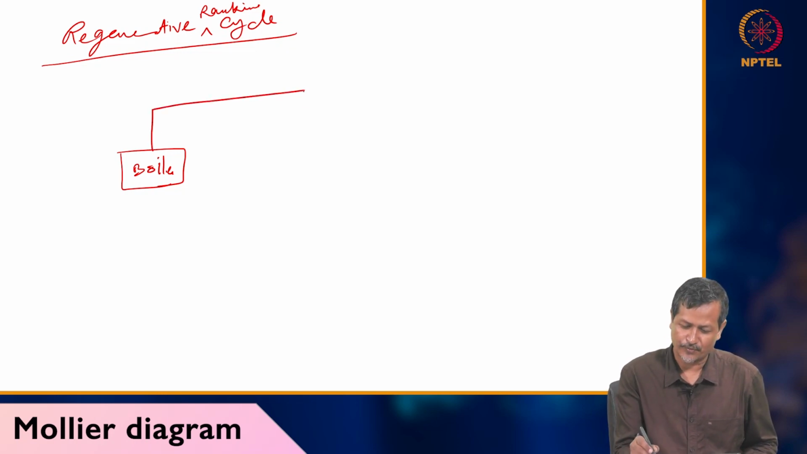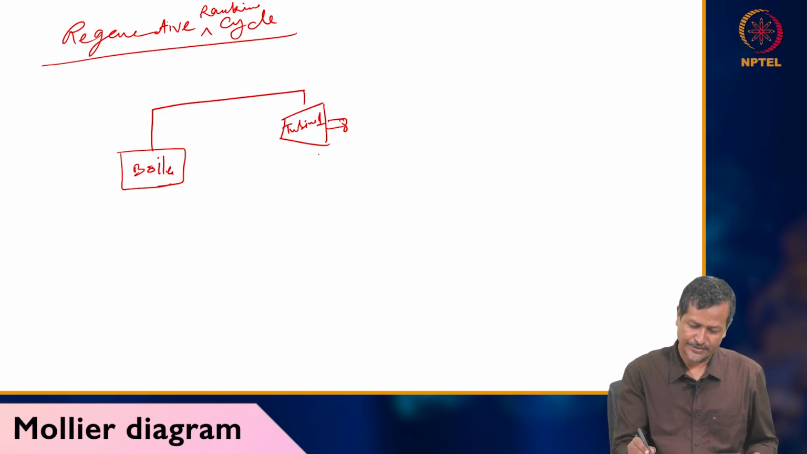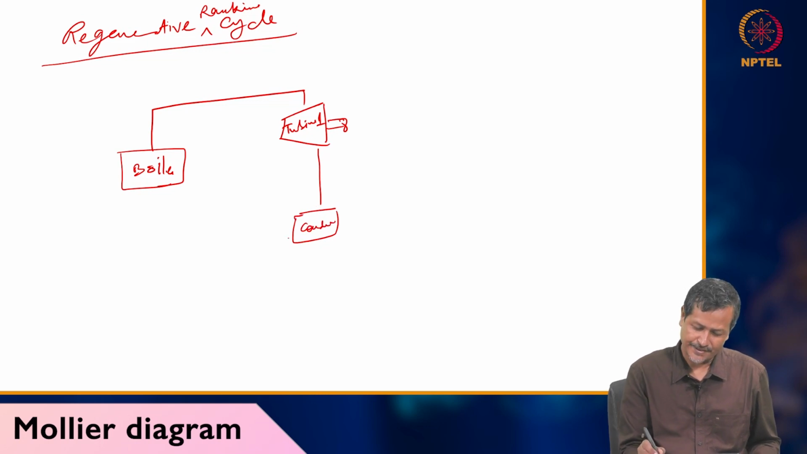Okay, so you have the boiler. The boiler is giving output to one turbine, turbine 1. From turbine 1 you will have one condenser, and from the condenser you have one feed pump.